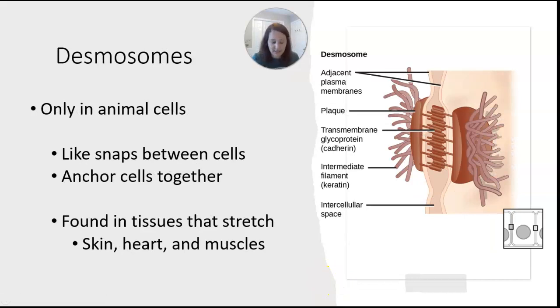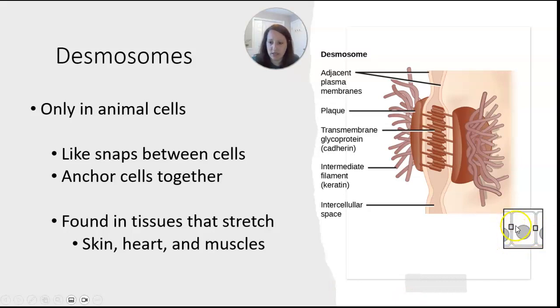Okay, the second type of connection are called desmosomes. Okay, and so desmosomes, again, only found in animal cells, not plants. I like to think of desmosomes as snaps between cells. They anchor cells together, but they're not watertight. Okay, so again, same idea. We've got cells here. We've got 1, 2, 3 of them.